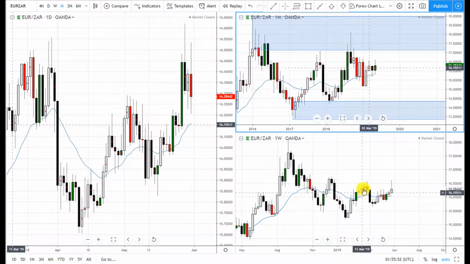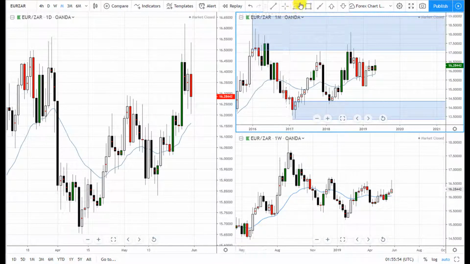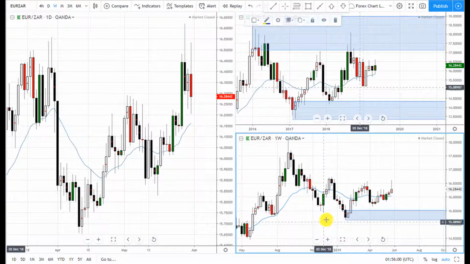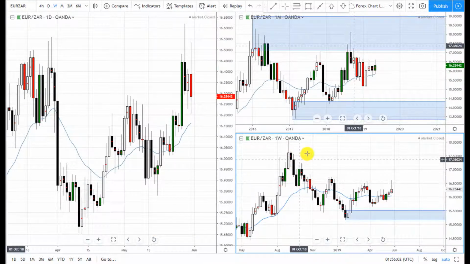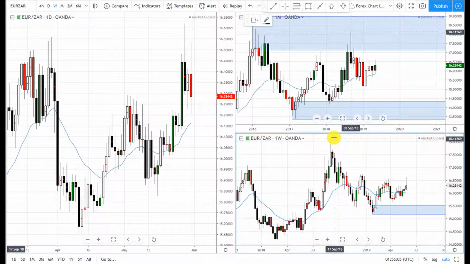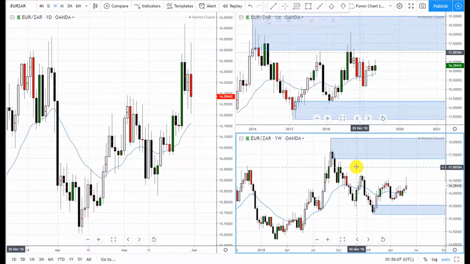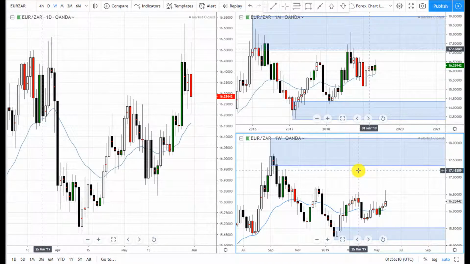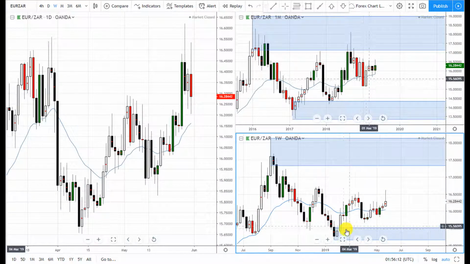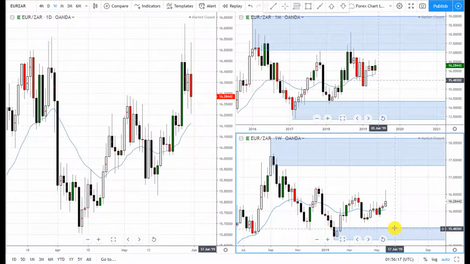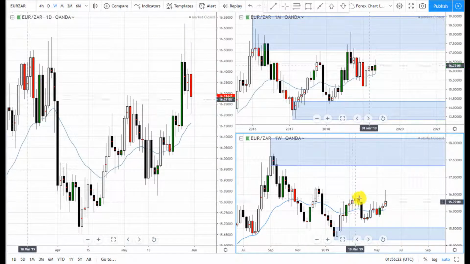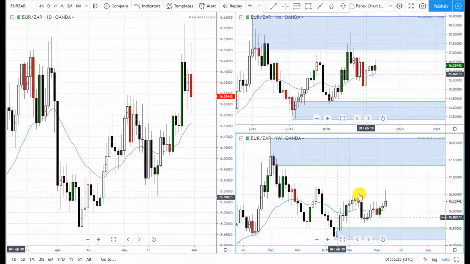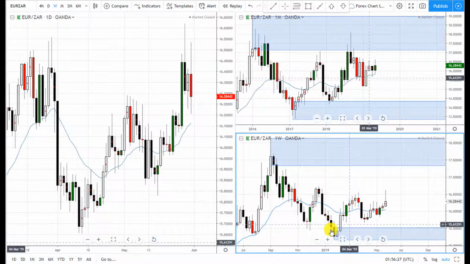On the weekly chart, we see that there's a demand zone created down here. And there's a supply zone up here. So price never retraced to this demand zone. So if price wants to retrace down here, we could think about going long. But right now, price is just hovering in this range. It's just hovering in this range here.